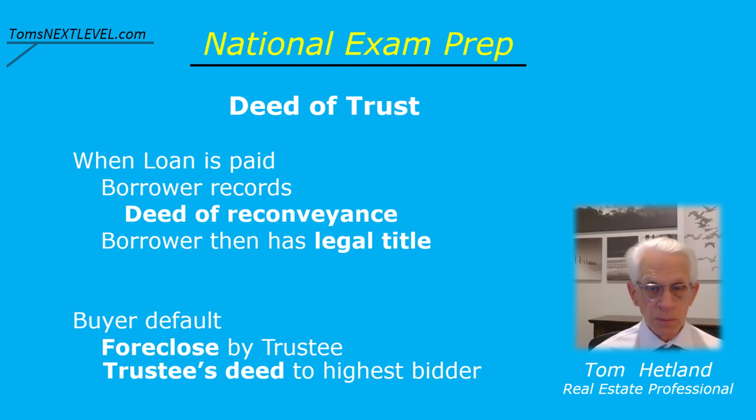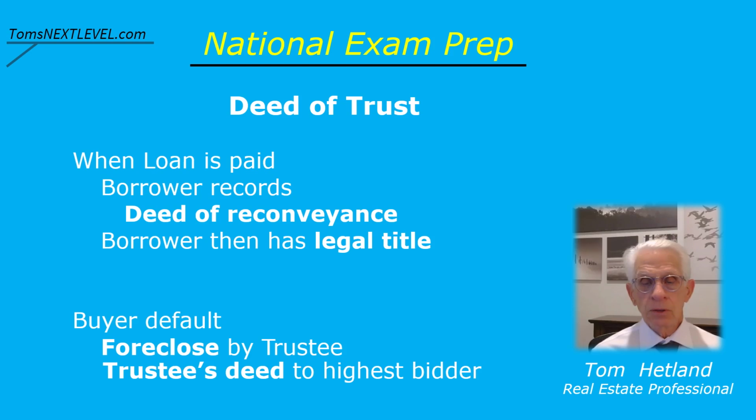Once the borrower has paid it off, the trustee gives the borrower a deed of reconveyance. What would happen if the borrower defaulted on the loan in a deed of trust state? Well, foreclosure would be done by the trustee. The trustee that holds legal title would foreclose on the borrower. And then at the foreclosure sale, whoever is the high bidder would get a trustee's deed.